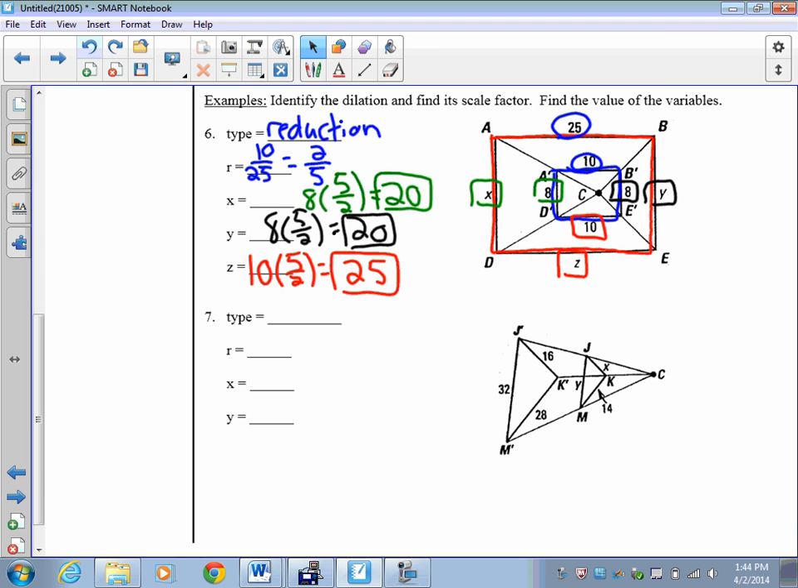So let's move on to number 7. This is my image because it doesn't have the primes on it. And the big object here, the big object is my image. The smaller one is my pre-image. So we have an enlargement. It's getting bigger.